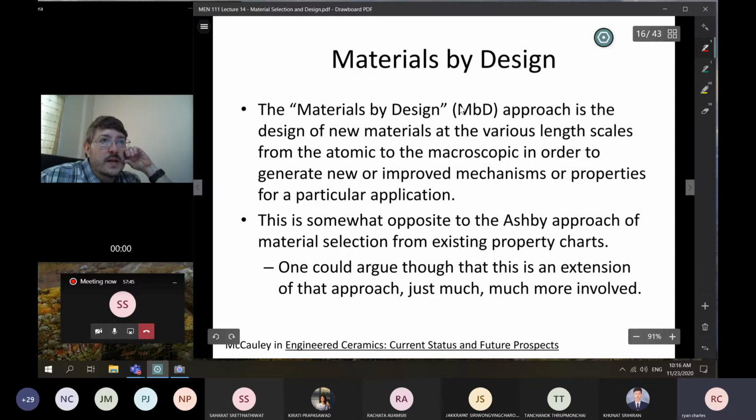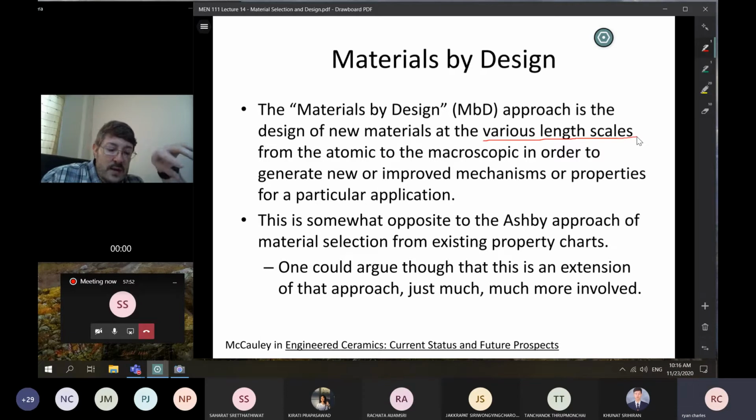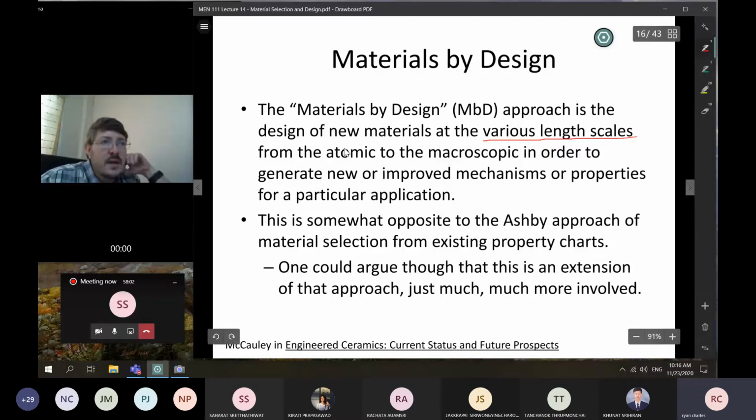So materials by design, MBD, is the design of new materials at various length scales, from nanometer to meter. There are different scales of a material, and we can design on all of those scales, perhaps, from the atomic to the macroscopic, in order to generate new or improved mechanisms or properties for a particular application. So can we design how a material functions to give us a better property?